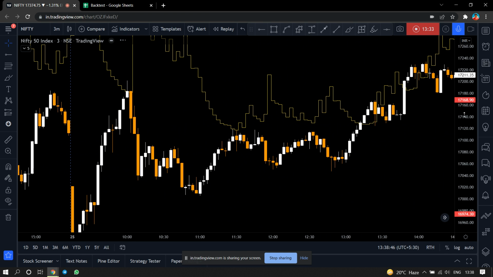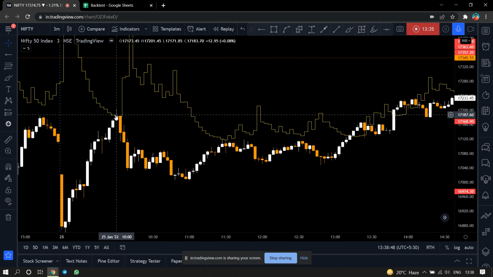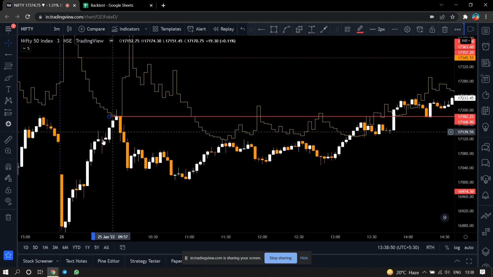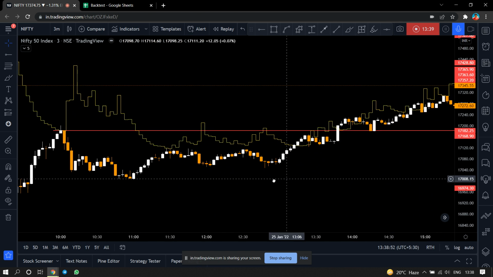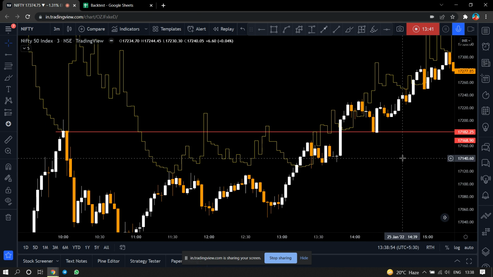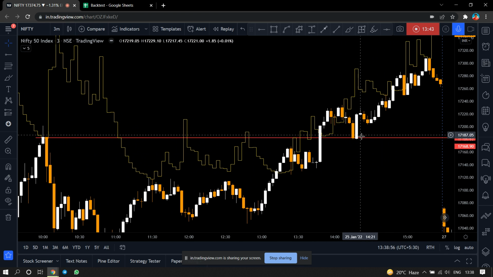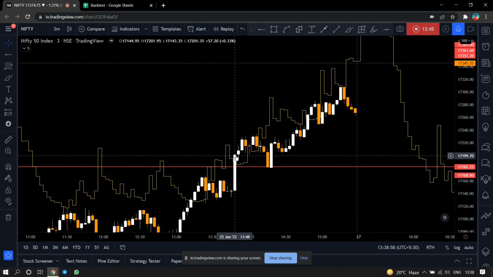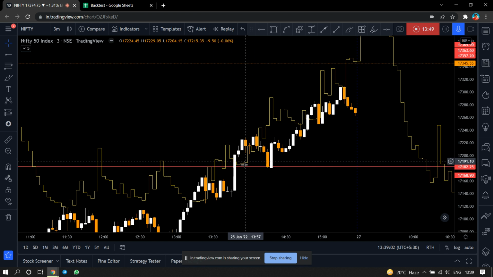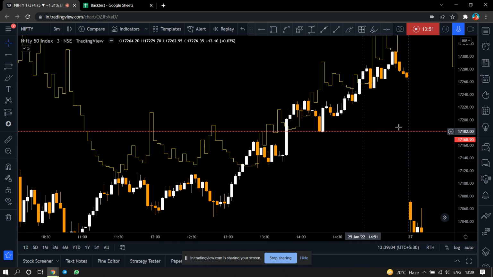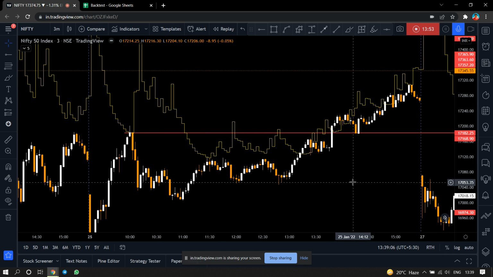Now coming on 25th of January, again we get a breakout here because we are concerned with our first breakouts. We got a closing here. Now see the beauty of these breakout points. Exactly here it took support and then went ahead. So now here at this particular point we would have taken our trade because we are getting a closing above our line here.